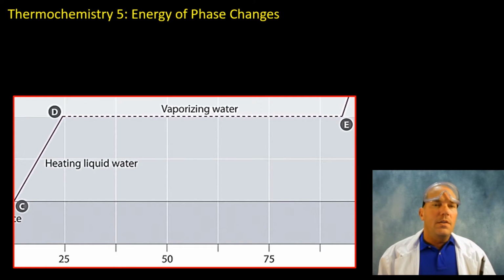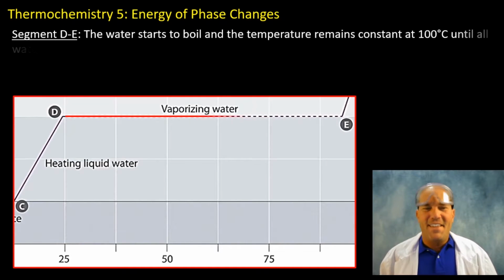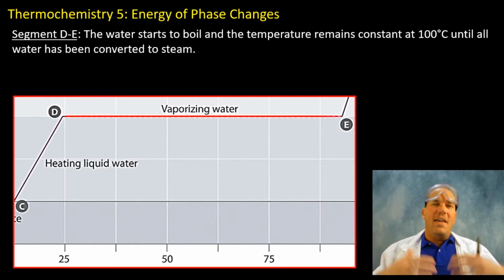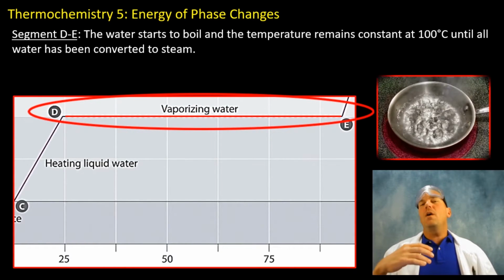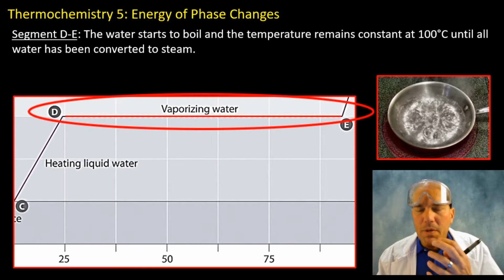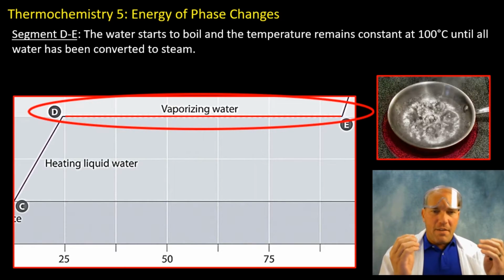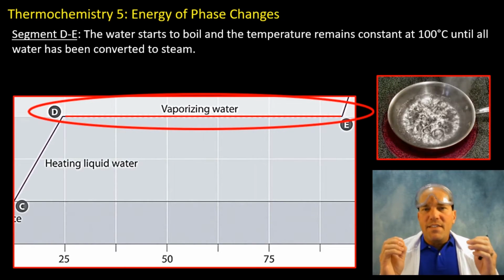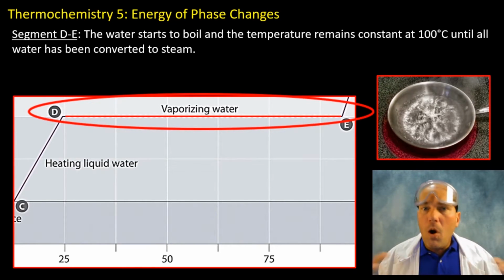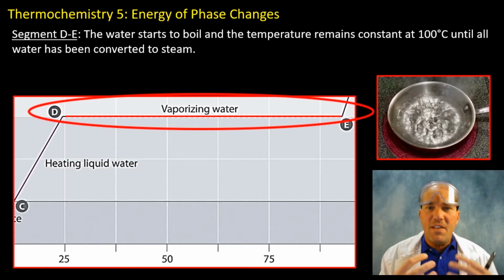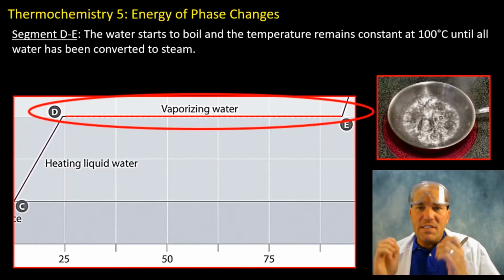All right, so during segment D to E, we now have a break it up segment. This is where water begins to boil and the temperature is going to remain constant. We have a slope of 0. It's going to stay at 100 degrees Celsius until all of the water, all of that given quantity, has been converted into steam.